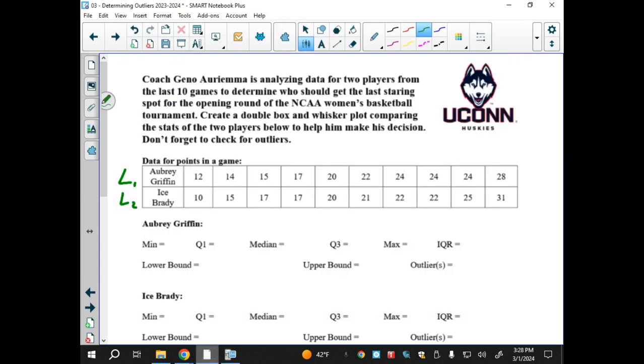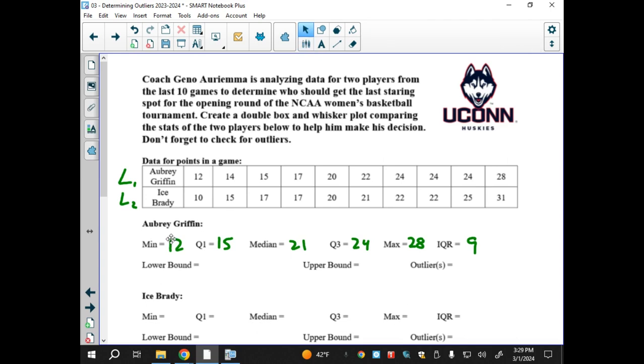So we're going to go there. We can see from our calculator, our min is 12, quartile 1 is 15, our median is 21, quartile 3 is 24, and our max is 28. Then from there, we can calculate our interquartile range, right? Quartile 3 minus quartile 1, it would be 9. And then go and get our lower bound, upper bound, and our outliers. Okay, so I'll leave that to you guys.